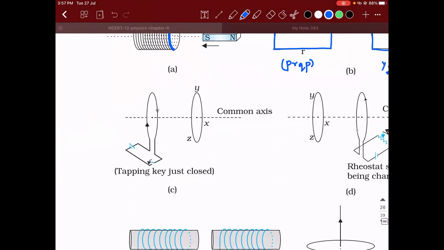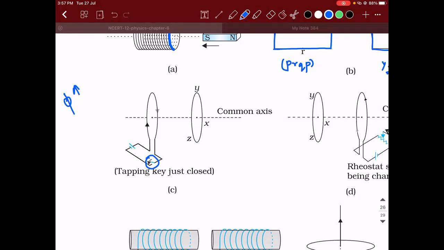Okay, one last problem, then we can wind up. So if you close this key, what will happen? When you close the key, flux is increasing because current is going to pass. When the key is open, current is not there. Current is zero, flux is zero. But when you close the key, current will produce magnetic field and the flux will increase.